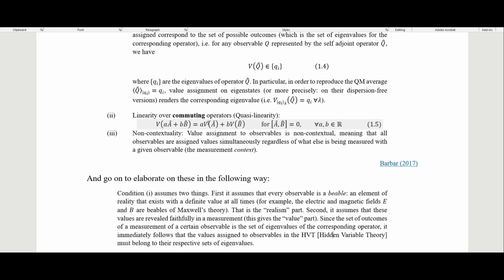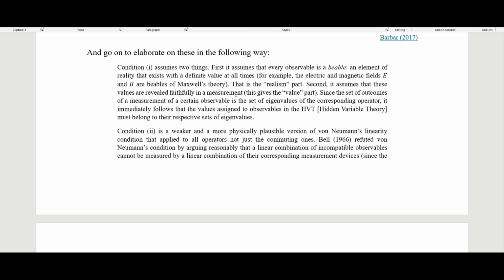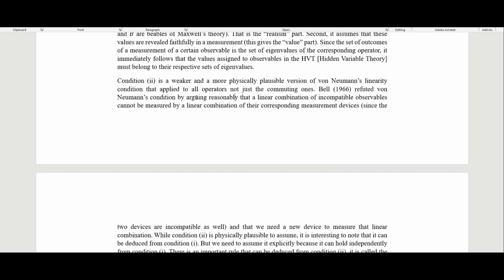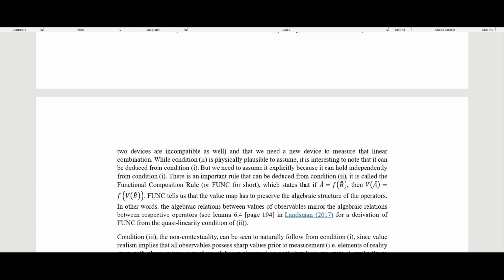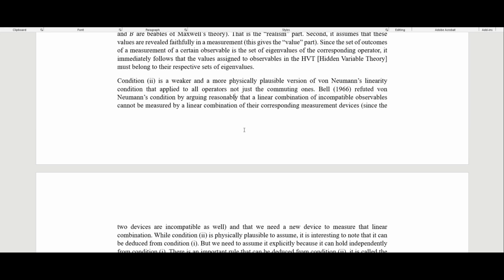So condition 2 up here, this linearity over commuting operators, so this quasi-linearity, is a weaker and more physically plausible version of von Neumann's linearity condition that applied to all operators, not just commuting ones. So Bell refuted von Neumann's condition by arguing reasonably that a linear combination of incompatible observables cannot be measured by a linear combination of their corresponding measurement devices, since the two devices are incompatible as well. And so, if you have two Stern-Gerlach devices put in a row, and one is measuring in the z direction, the other in the x direction, we can't put those as a linear combination of observables because they are measuring things that do not commute, so they're not compatible with each other. That is what they mean by a linear combination of their measurement devices.